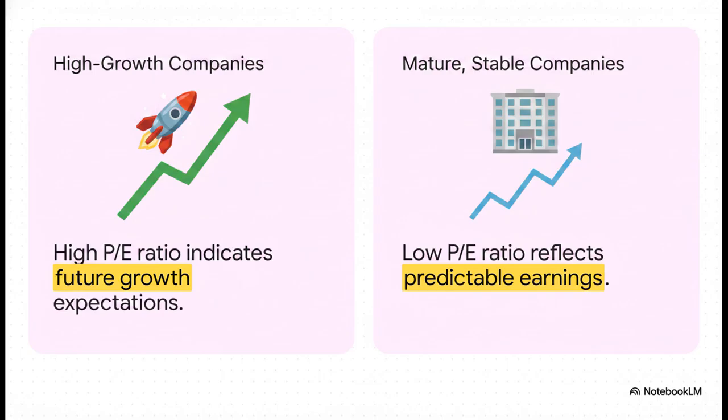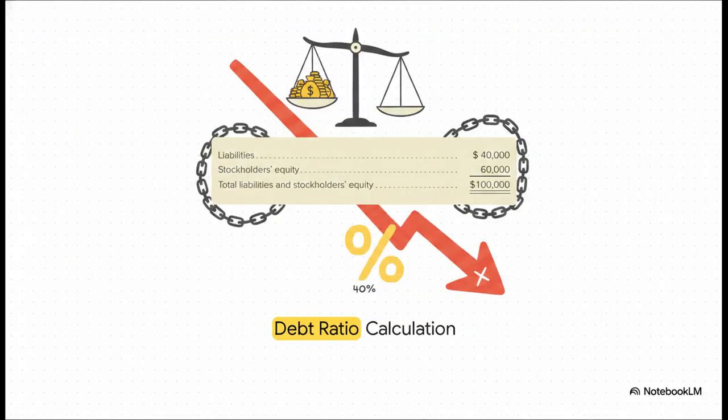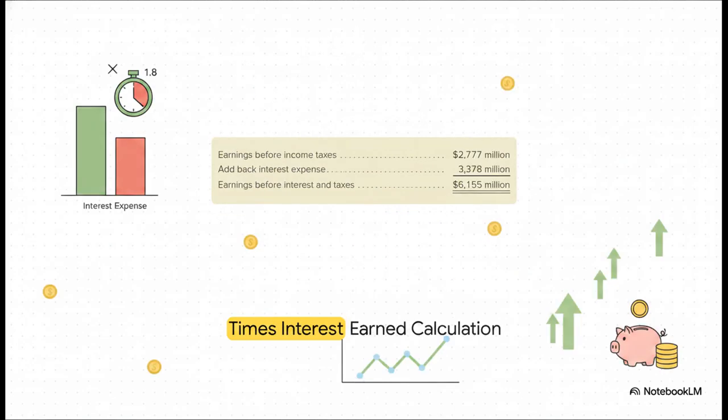Contrast that with mature legacy companies like Coca-Cola, which usually have lower, much more stabilized PE ratios, reflecting their steady, predictable earnings. Now, for lenders, it is all about debt. The debt ratio reveals the exact percentage of a company's total assets funded by borrowing. If a company's debt ratio sits at 40%, that's a vital health check. Because if that number creeps too close to 100%, almost everything is financed by debt, and that is a massive bankruptcy risk if the company hits even a minor rough patch. Another critical debt measure is the times interest earned ratio.